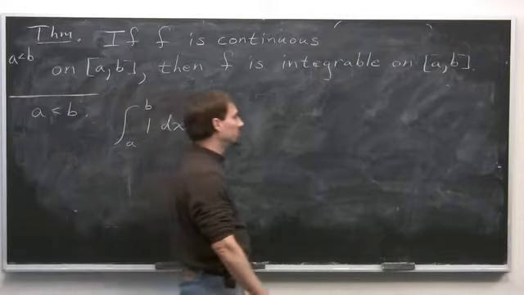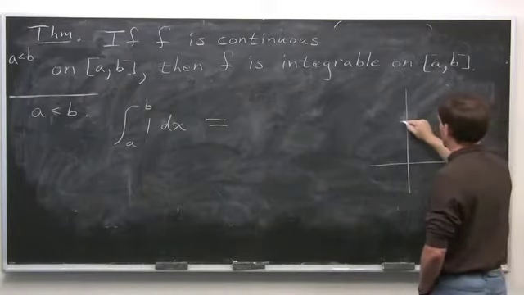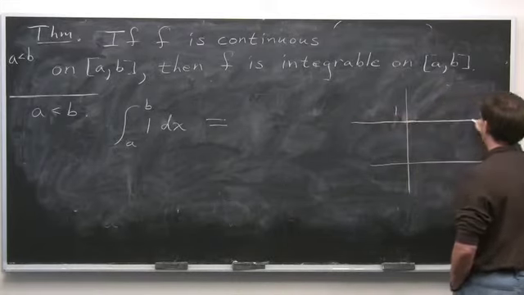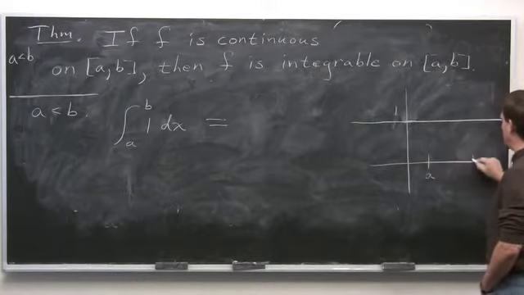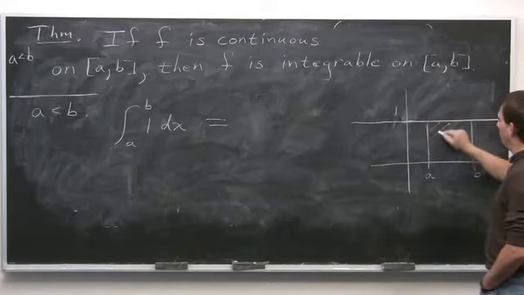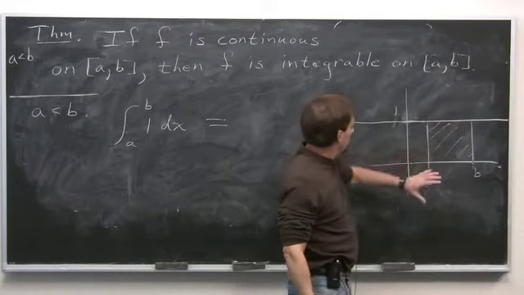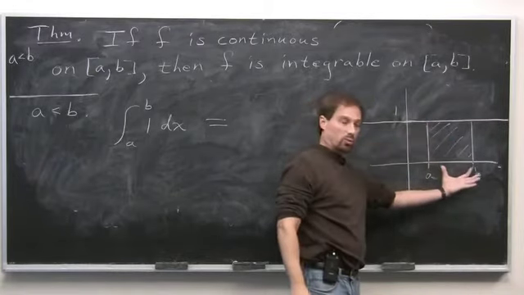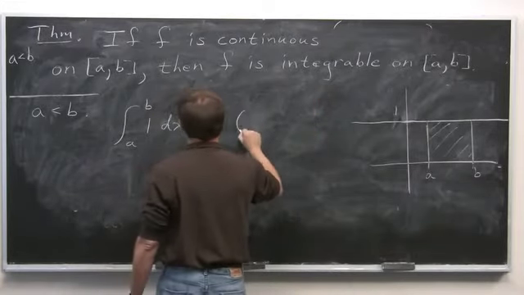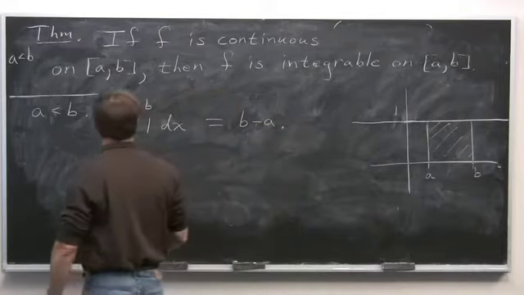Well, we can look at this in terms of area. Here's the graph of the function that's always 1. And between a and b, what's the area under that graph and above the interval from a to b? Well, it's its height, which is 1, times its width, which is b minus a. So b minus a times 1, so just b minus a.